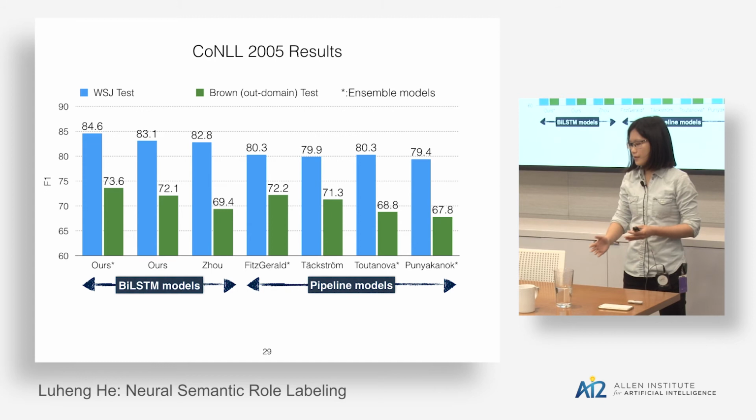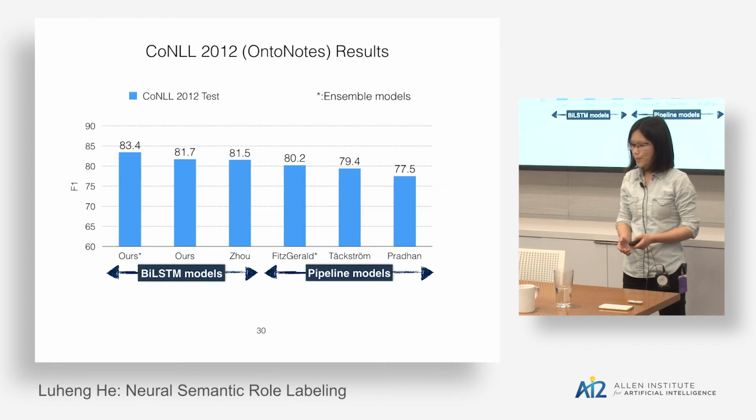And so we can see there's a trend. There is a great improvement since people have started using bidirectional LSTM models. The number on Wall Street Journal test set increased by 2 points when we move from pipeline models to BiLSTM-based models. And for OntoNotes, we can see the same trend. For both data sets, our best ensemble models reached 83% F1.